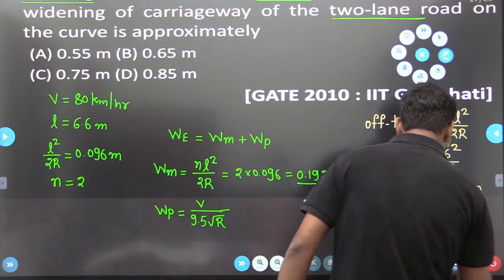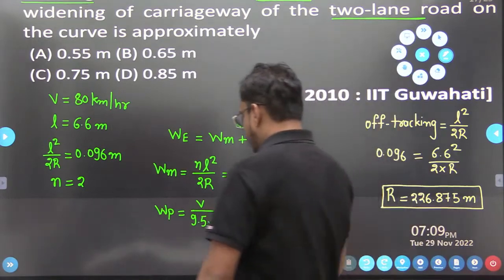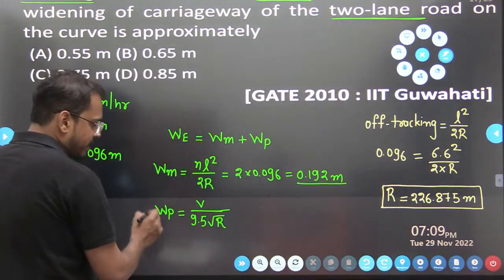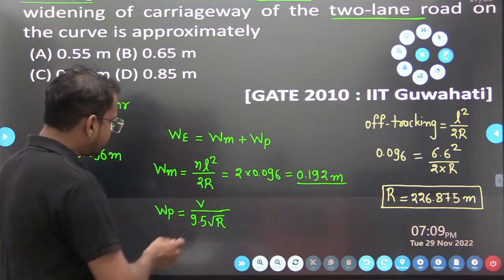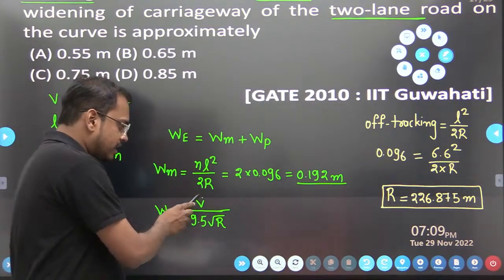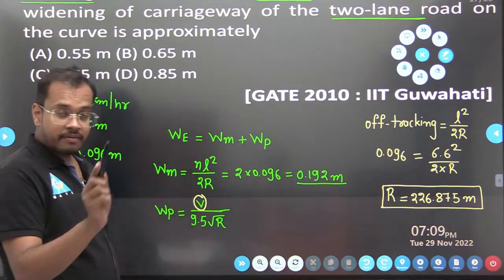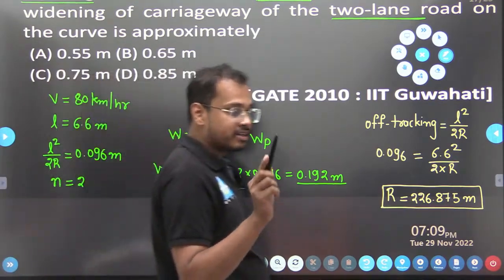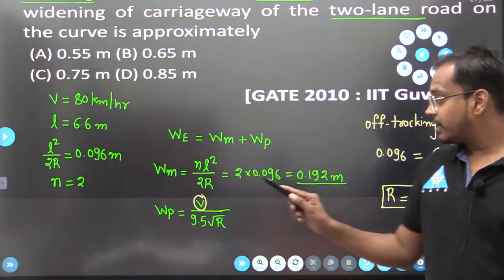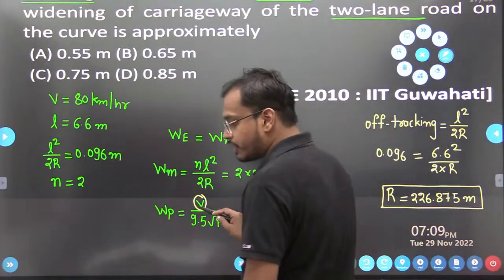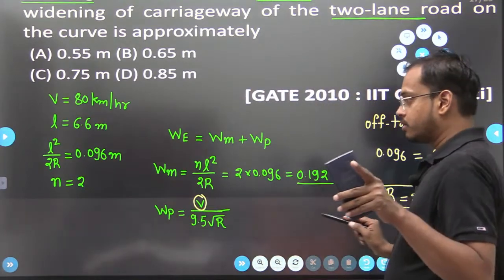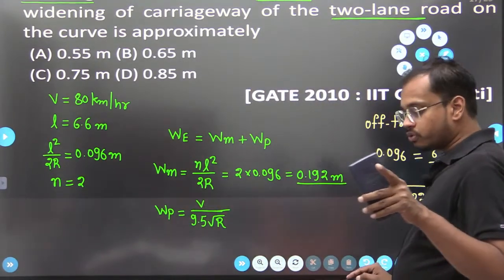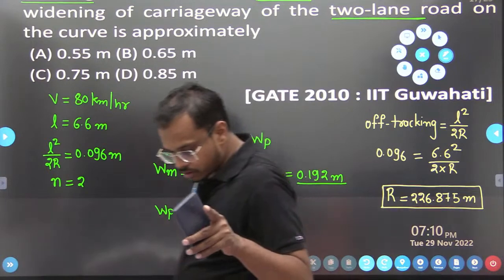Now you put the value of radius in this particular equation. This is the empirical formula for calculation of psychological extra widening. The formula is derived in such a way that we directly put V in kilometer per hour. Never do we multiply by 0.278 in this particular formula. We directly put V in kilometer per hour. Clear to all of you? Please give me answer yes or no.